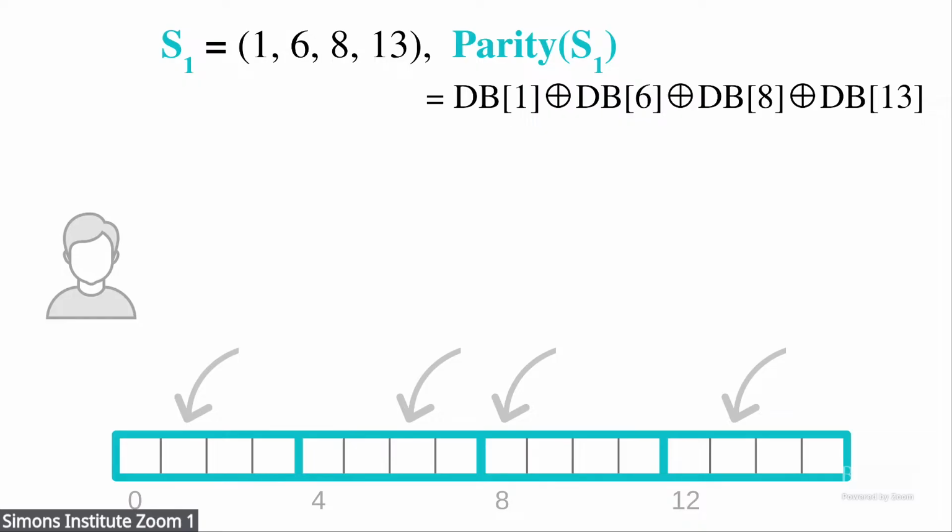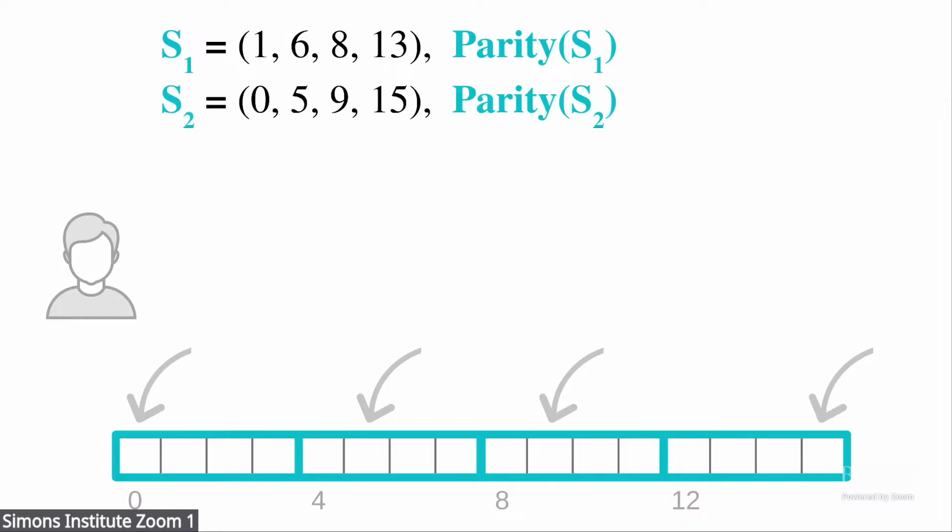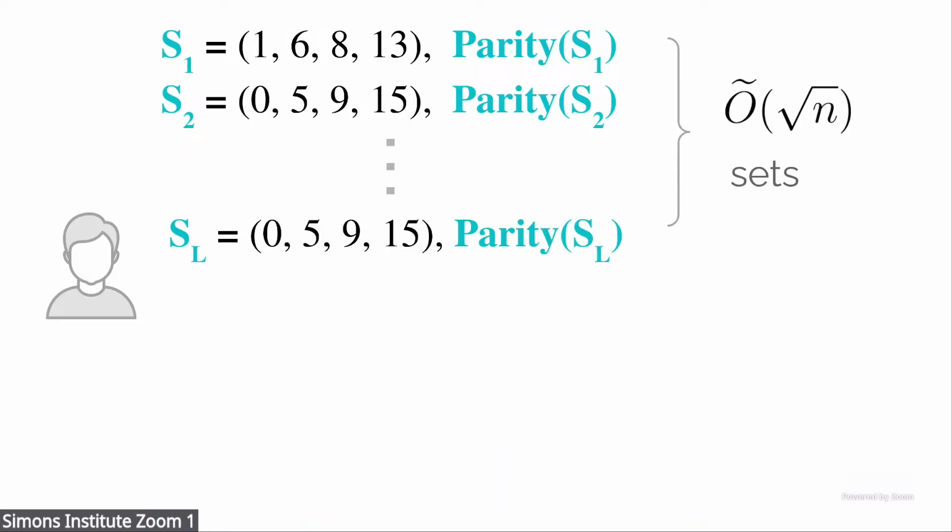Okay, so this becomes the first entry in my hint, and we're just going to repeat this. We're going to pick a second set at random, compute the parity of those indices, and so on and so forth, and then we are going to repeat this roughly square root n times. So this creates a hint table with square root n entries.